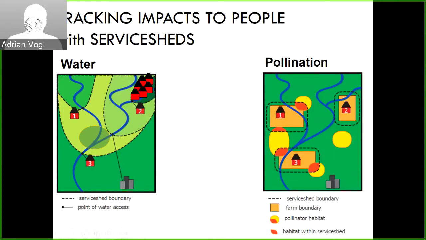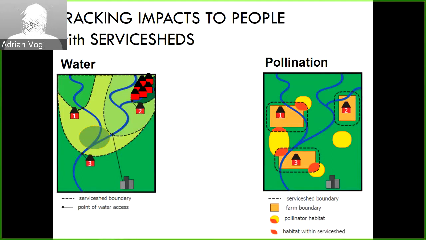And then just to provide a contrasting example, this is an example for pollination. In this case, we have in orange these 3 farm areas that have crops that are dependent on pollinators. And you might have the pollinator habitat, which is in yellow and red. And the places surrounding the farms within the flight distance of the pollinators, that can be thought of as the service shed for each one of those farms.